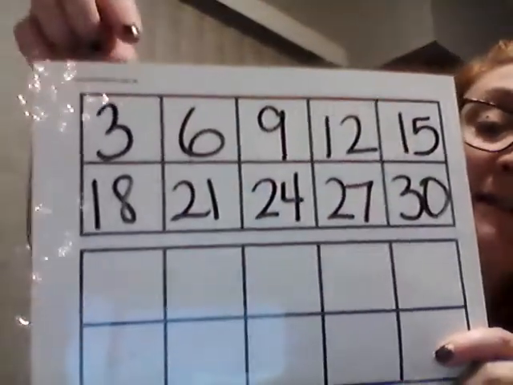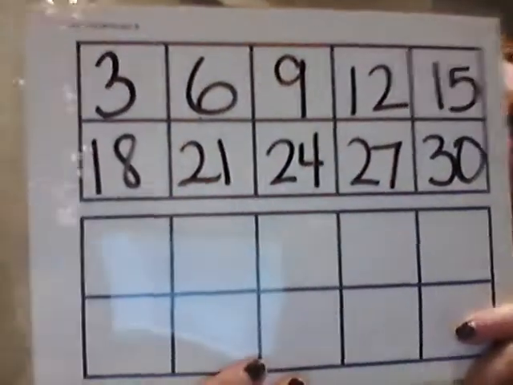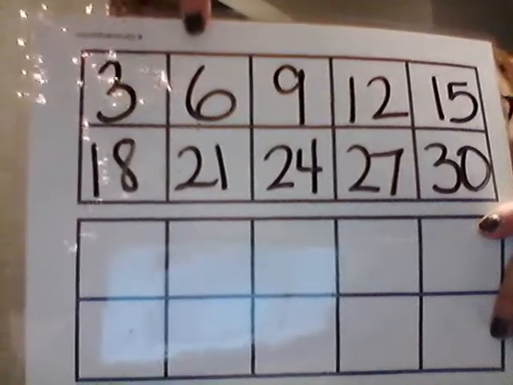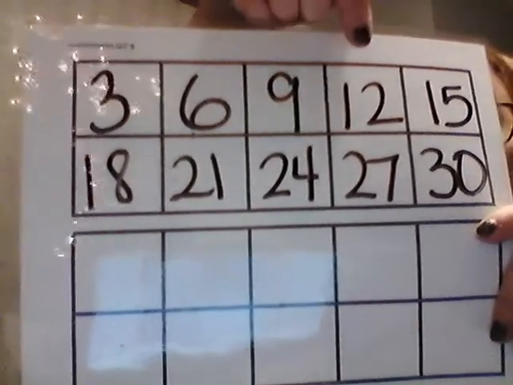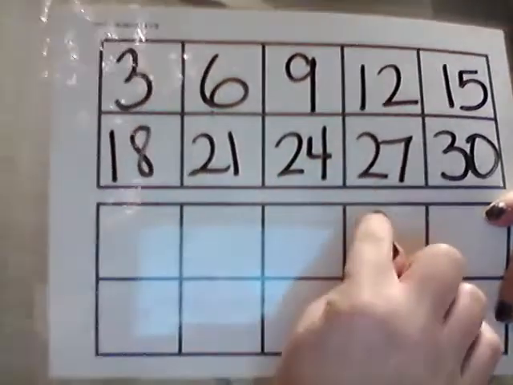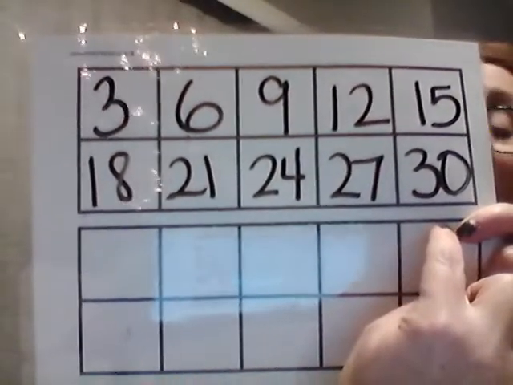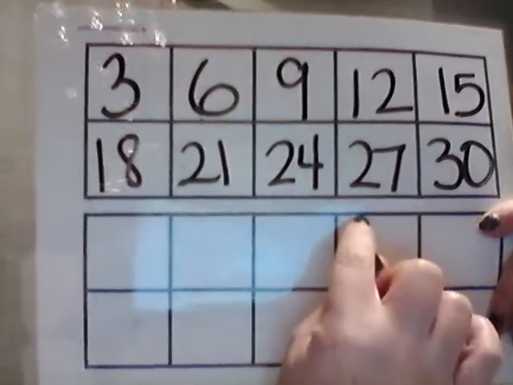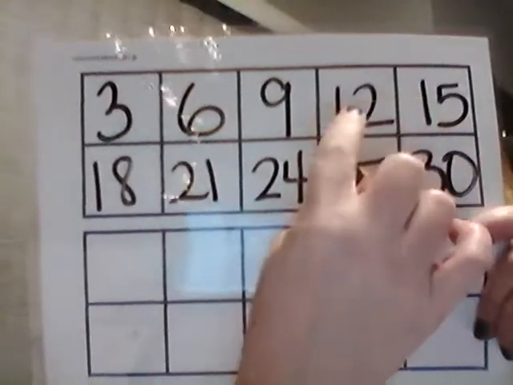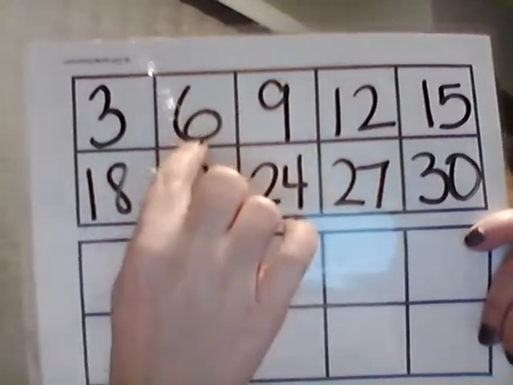So I've got my 10 frame, and as I'm counting on my 10 frame, if I'm skip counting, I can skip count by threes now and count just like we do by tens. 3, 6, 9, 12, 15, 18, 21, 24, 27, 30, and back again. 30, 27, 24, 21, 18, 15, 12, 9, 6, 3. Good job, boys and girls.